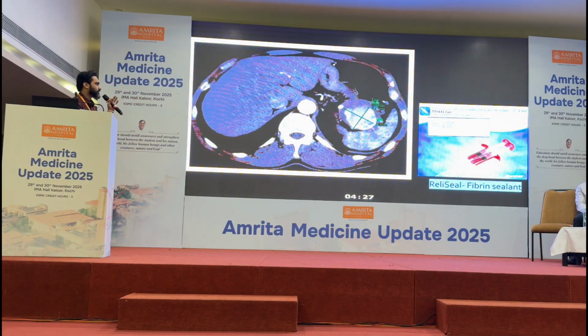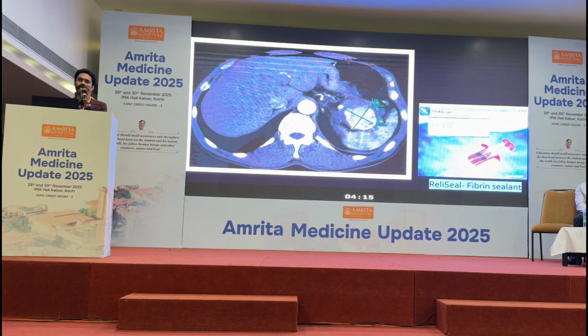So what was the option? Then they came to us. So we thought if we can take a transsplenic access. But taking transsplenic access is also dangerous because it can bleed from the spleen. So the only option which we were left with is to take the smallest possible needle. That is the Chiba needle, which is 22 gauge.